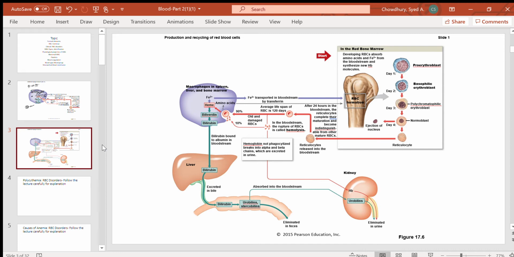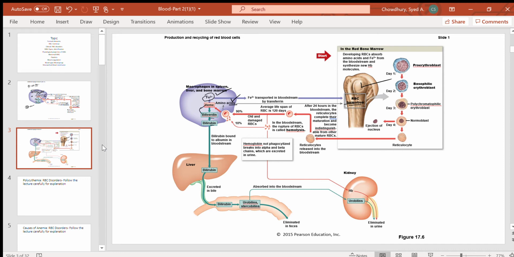So let's see here more clearly. This is a nice picture, everything is shown here. Okay, so again you see that the iron goes back to the bone marrow to produce new hemoglobin of new red blood cells, and amino acids will also go back to the bone marrow, right? So these two will go back to the bone marrow to produce the hemoglobin for the new red blood cells. However, the rest part of heme will be converted to biliverdin and bilirubin.